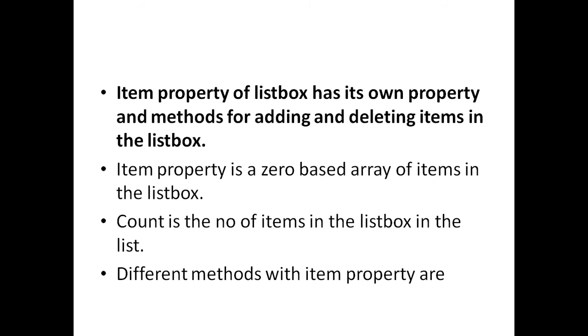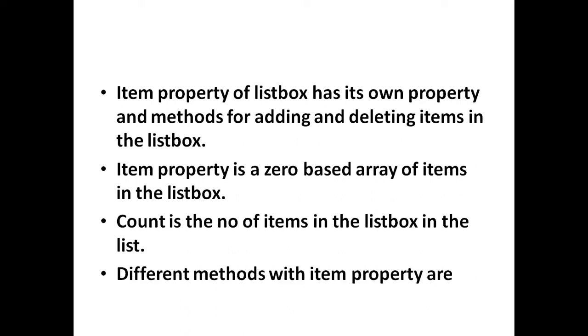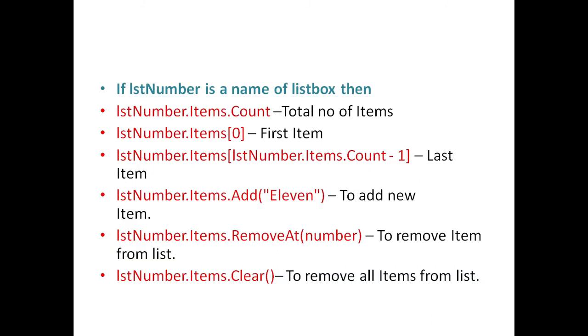The Items property of a list box has its own properties and methods for adding and deleting items in the list box. It is a zero-based array of items in the list box. Count is used to find the number of items. Different methods with the Items property are: if lstNumber is the name of the list box, then lstNumber.Items.Count is used to find the total number of items in the list box.